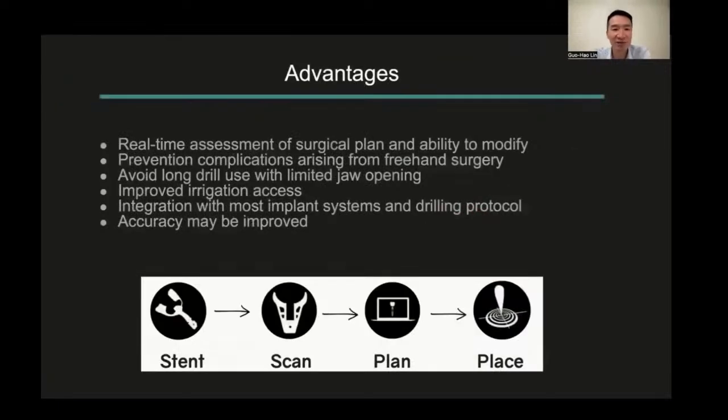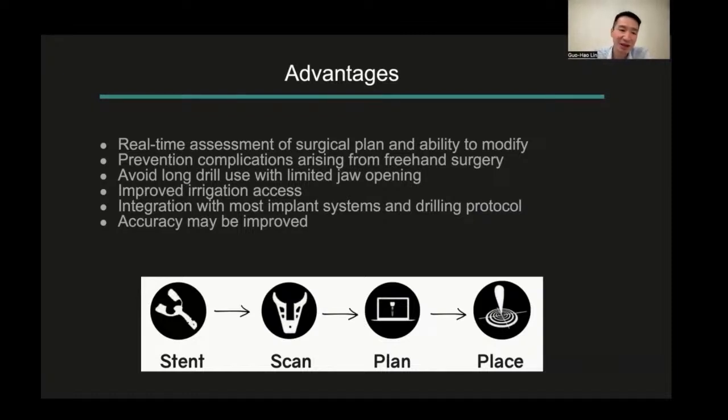So what are the advantages of this system? First, we are able to really get a real-time assessment of the surgical plan, and we have the ability to modify the surgical plan. Sometimes the surgical plan with our static guide may not be able to work as what we really planned. In this case, we may need to really abandon the static guide and do everything freehand. This is no longer the case for the dynamic implant system. We would be able to really modify our plan through the software on the chair side, and then we could still use the dynamic navigation system to really place our implant.